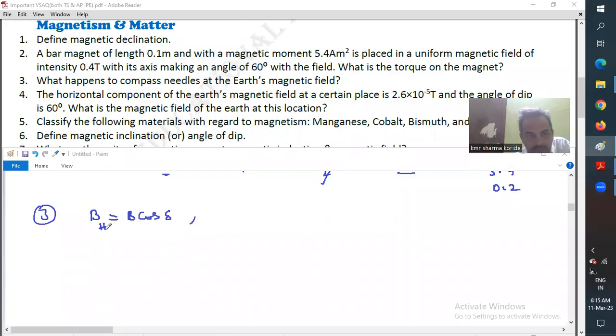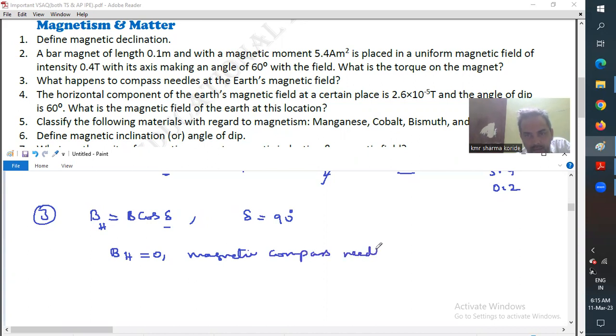At the poles, the BH is 0 because the dip angle will be 90. So therefore, cos 90 is 0. BH is equal to 0. So therefore, the magnetic compass needle can show any direction. Yeah. So moving to the next question.